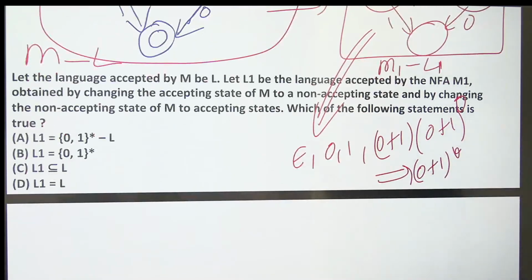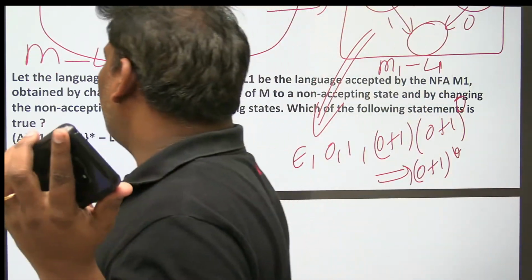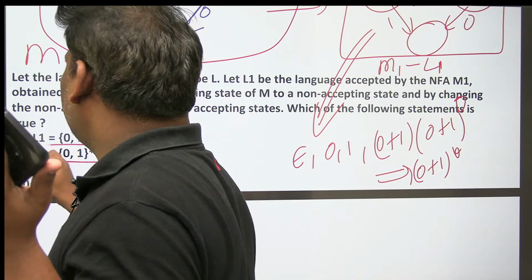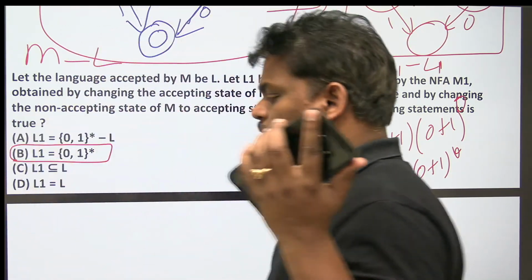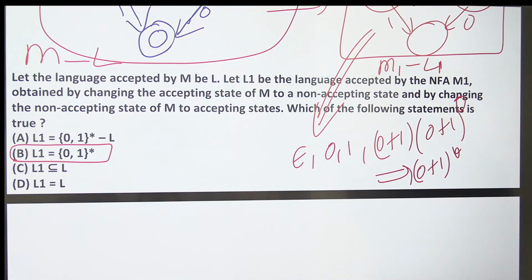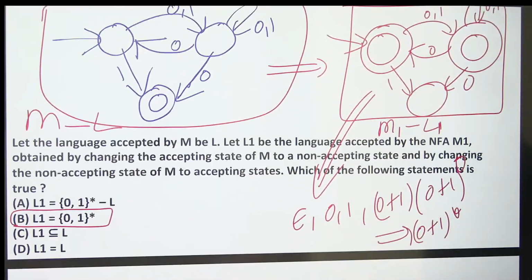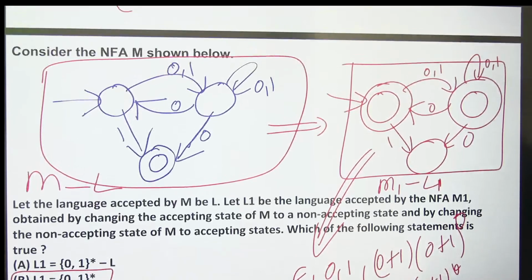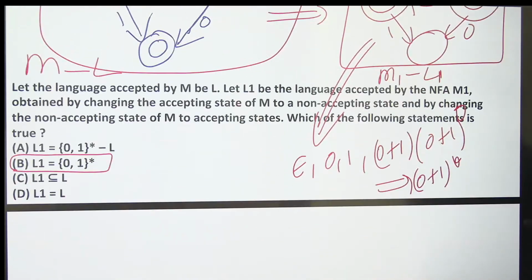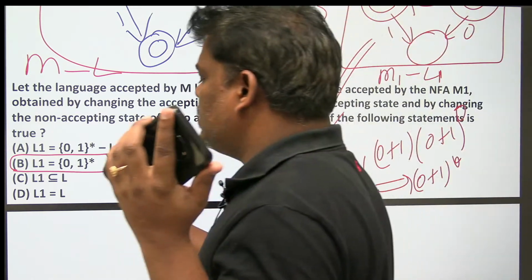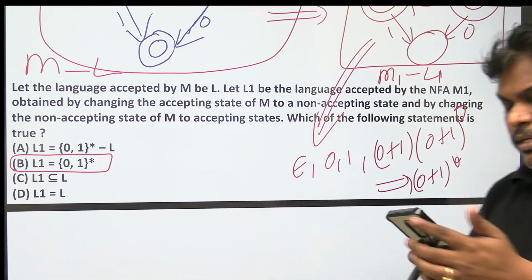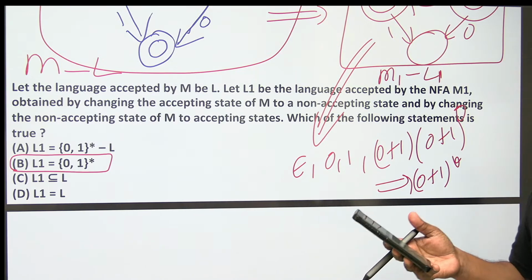Now come here. L1 is equal to (0+1)*. That is right. L1 is equal to (0+1)*, because L1 accepts epsilon, 0 or 1, or 0, 1 followed by anything. So the answer is right. L1 accepts (0+1)*. The answer is option B. Option B.